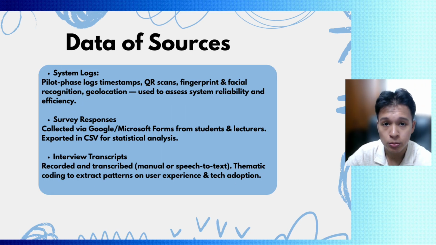Our dataset was built from 3 main sources. Number 1, system logs. These were generated during the pilot phase and include timestamps for authentication events, QR code scans, fingerprint recognition, geolocation data, and facial recognition success rates. So this gives us a solid quantitative foundation to assess operational efficiency and also reliability.